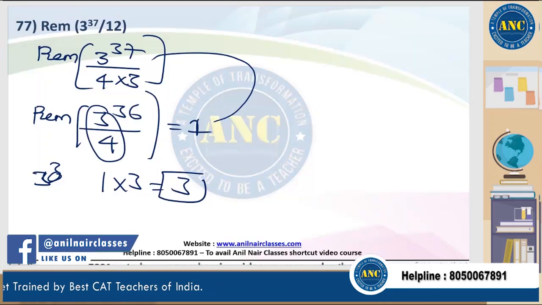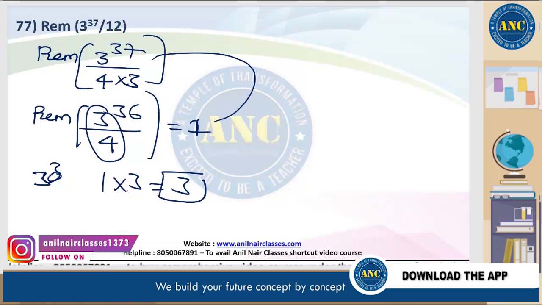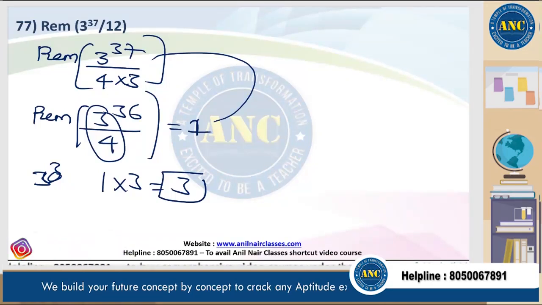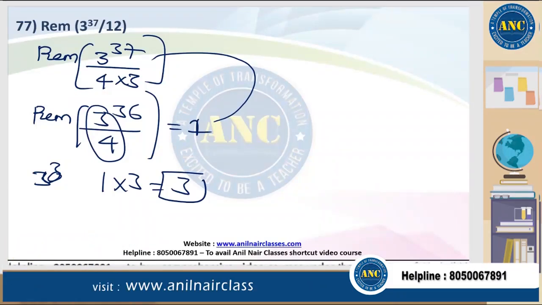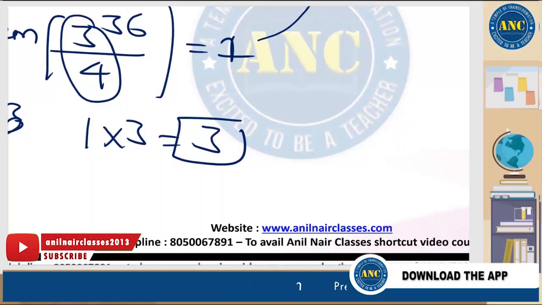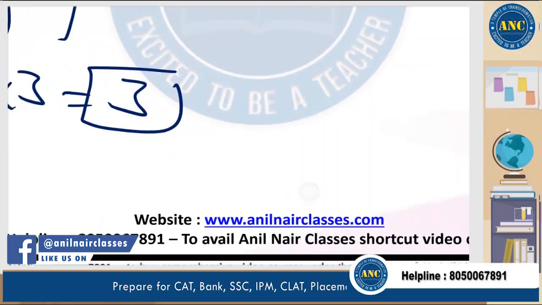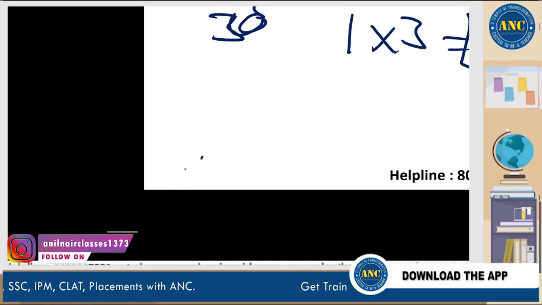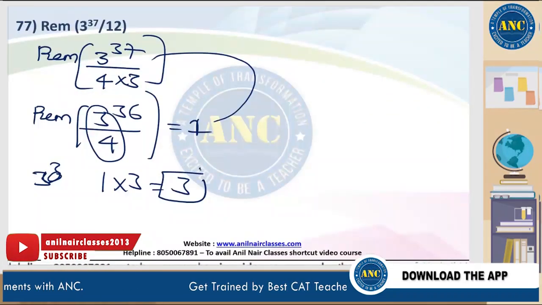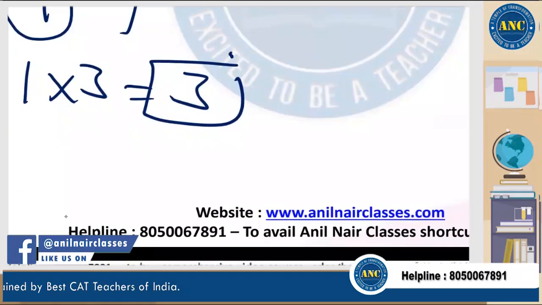3. 77th. 3 power 37 by 12 is 4 into 3, so 3 power 36 by 4. 4 ones are 4 minus 1, 1. 1 is for 3 power 36, but I want for 3 power 37. So multiply by 3. Next. Next question. 77. I hope it is clear. Seventh. Next.